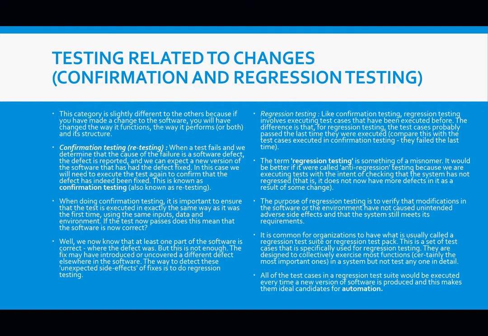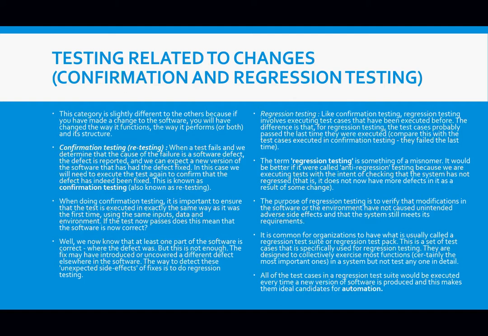You are trying to verify that the new modification they've made to the environment has not caused any unintended adverse side effects to the system, and the system still meets its requirements. That's what you want to do with regression. In the same way, you test based on the previous test cases that you used before, because you know those test cases passed before.